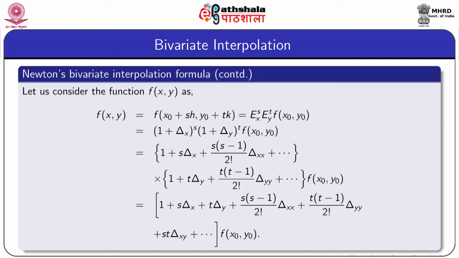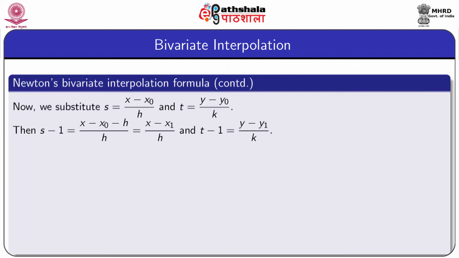So, after simplification, the entire expression is transformed to 1 plus s into delta x plus t into delta y, these are the first difference terms, plus s into s minus 1 by factorial 2 into delta xx plus t into t minus 1 by factorial 2 into delta yy plus st into delta xy and so on. Note that there are 3 terms present which are of second order differences. So, this whole expression is applied on the function f of x0 y0. So, this is the approximate expression for the function f of xy in terms of the variables s and t and the first order, second order differences of x and y.